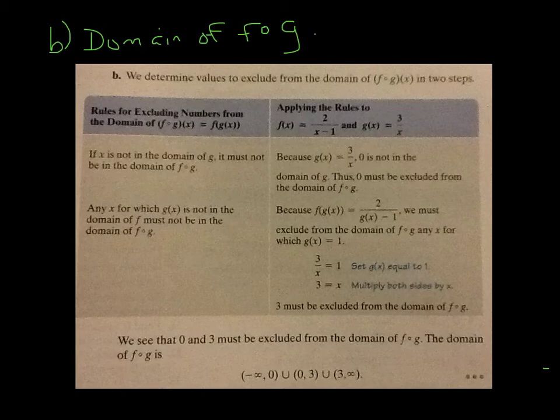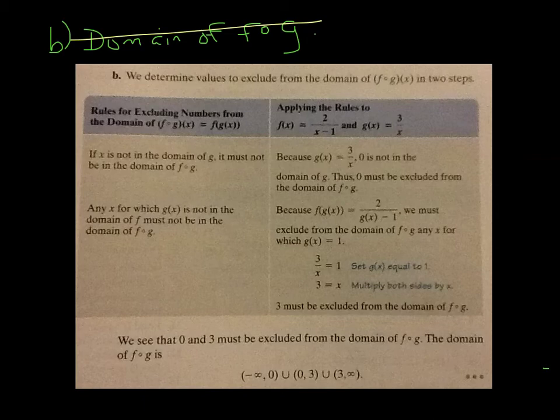And just disregard this domain of f of g. That's what we looked at back there on the previous slide. Okay. So again, here are some rules for determining what has to be excluded. We know that 3 has to be excluded. This is the explanation here in print of what I talked about in the previous problem.